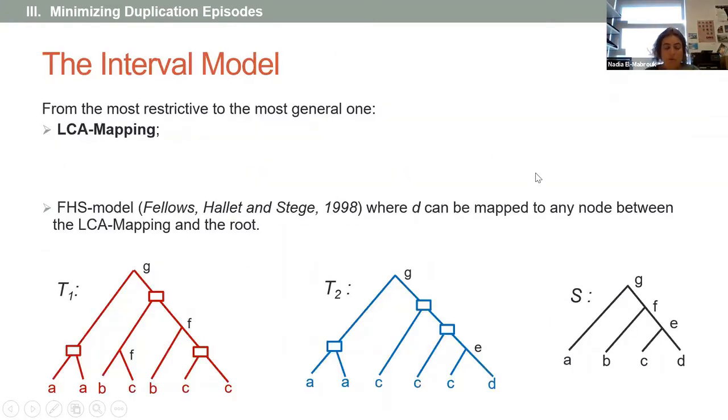Okay, so as for the interval model, it ranges from the most constrained one, restricted to the Lca mapping of D in S. So for example, you have two gene trees here and a species tree here, and the Lca mapping is just assigning to each duplicated node its Lca mapping. So here it's A, here it's C, the least common ancestor here is F, etc. So this would be the most restricted, so the most constrained one.